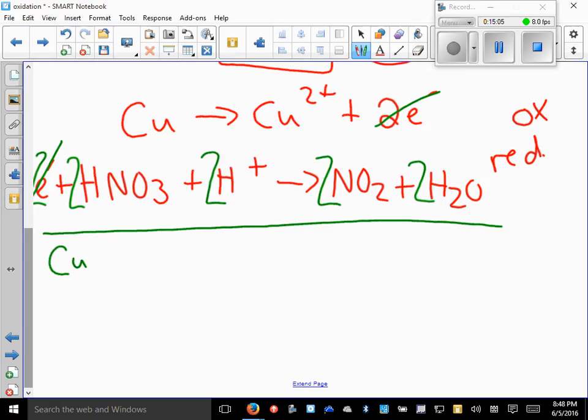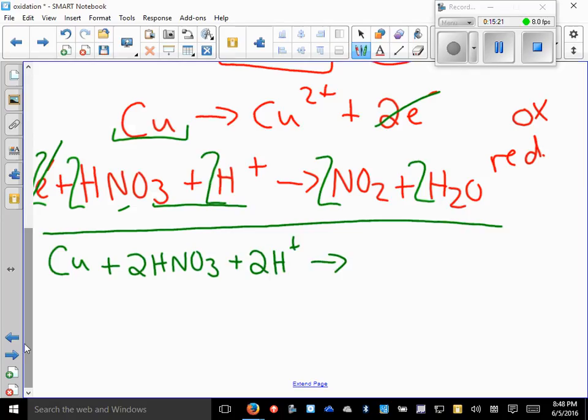So I have Cu. That's the only species on this first equation. Now we need everything on this side. Plus 2HNO3 plus 2H+ goes to, I have Cu2+, 2NO2 plus 2H2O. Okay, I didn't double check if we're balanced.